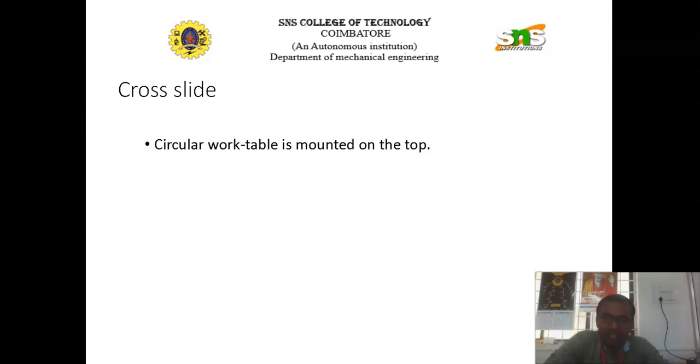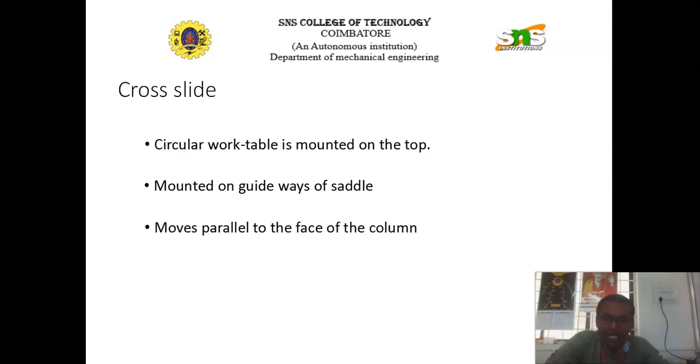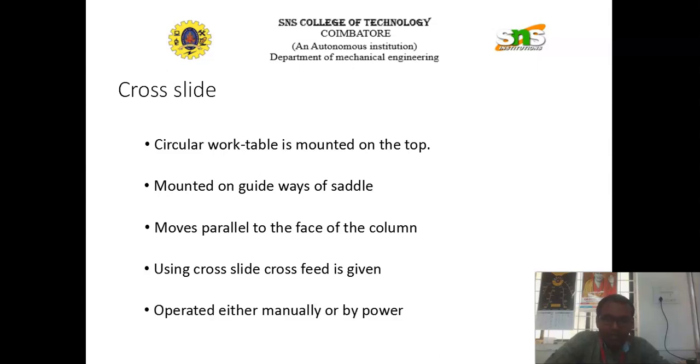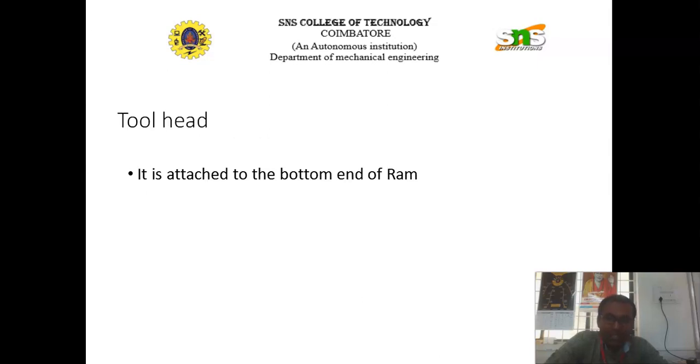The next part is the cross slide. The circular work table is mounted on its top. It is mounted on the guideways of the saddle and it moves parallel to the face of the column. Using the cross slide, we can give cross feed, while using the saddle, we can give longitudinal feed. The cross slide can also be operated manually or by power.